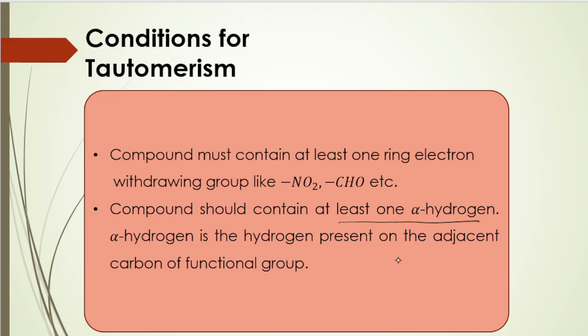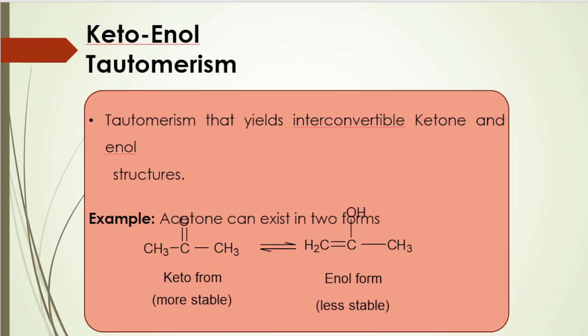which is present on the adjacent carbon of the functional group. If any functional group is there, the adjacent carbon of the functional group is called alpha carbon, and that alpha carbon should contain hydrogens, at least one hydrogen, to exhibit tautomerism. Let us see through an example here.